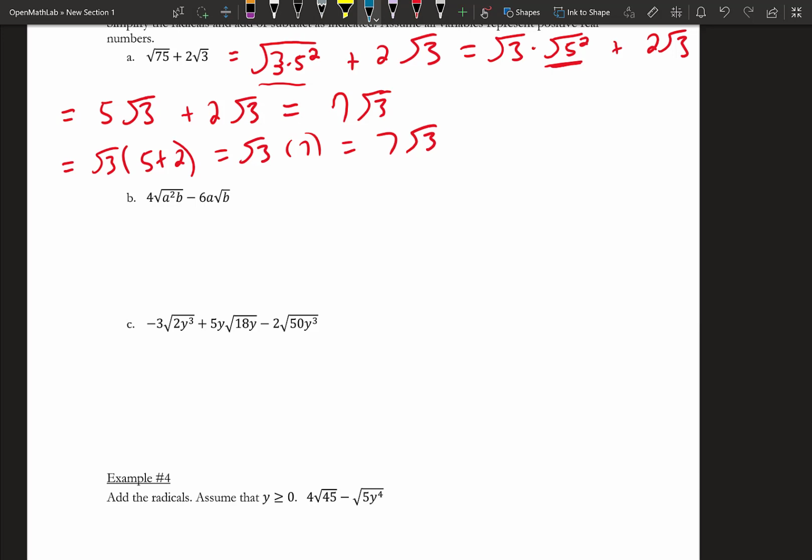All right, so the next one, this one we don't have to worry about prime factorization so much because we have just variables in the radicand, underneath the radical. So this would be 4 square root of a squared times square root of b, right? I can apply that multiplication property to split that up, right? This would be minus 6a times radical b. So the square root of a squared is just a, right? So this would be equal to 4a times radical b minus 6a radical b, right?